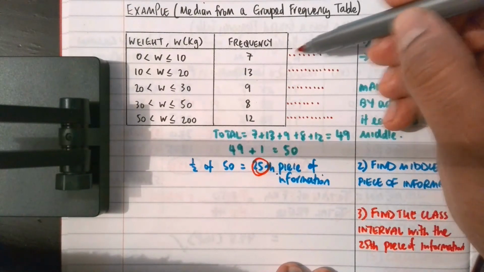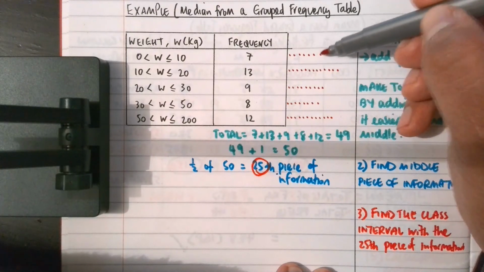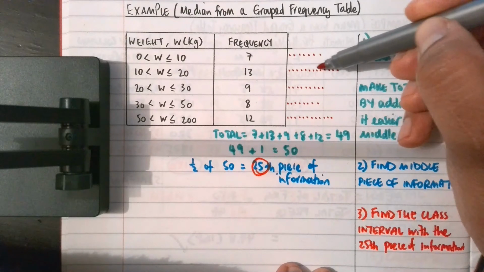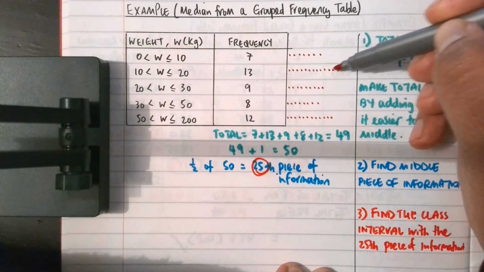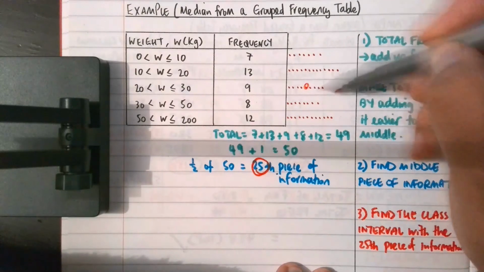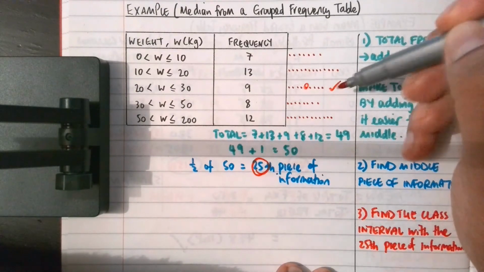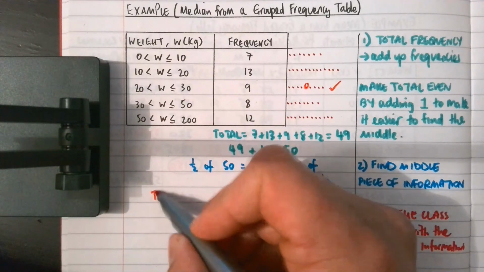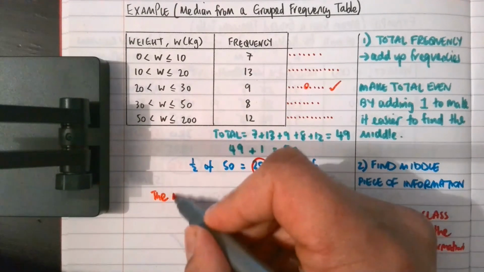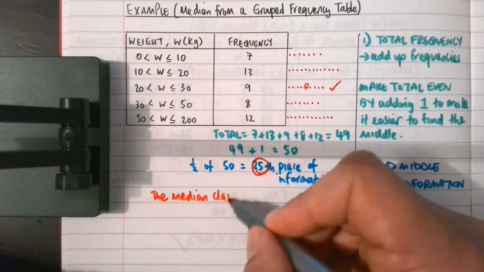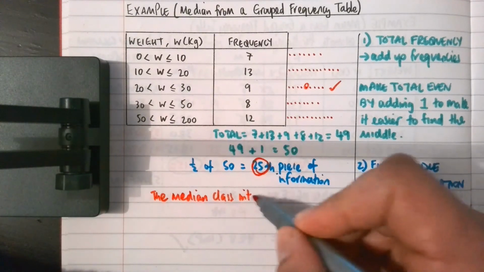Now we're looking for the 25th piece of information, so 7, 8, 9, 10, 11, 12, 13, 14, 15, 16, 17, 18, 19, 20, 21, 22, 23, 24, 25. That means our middle piece of information is in that third class interval. So we're going to write that answer out clearly. The median class interval is 20 to 30 kilograms.